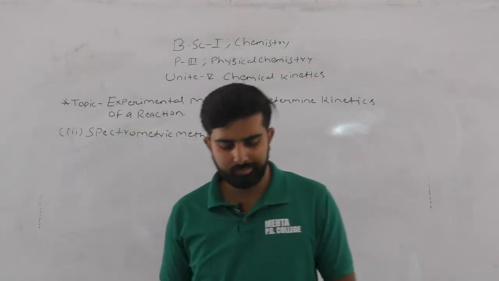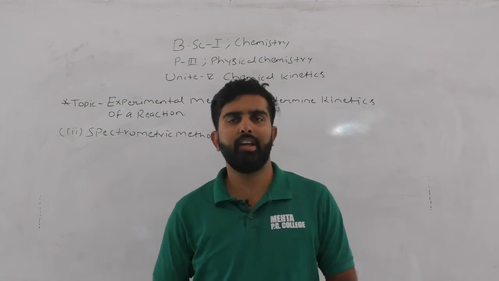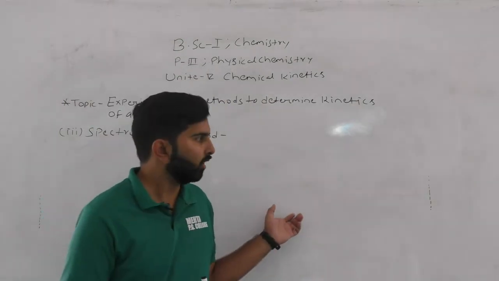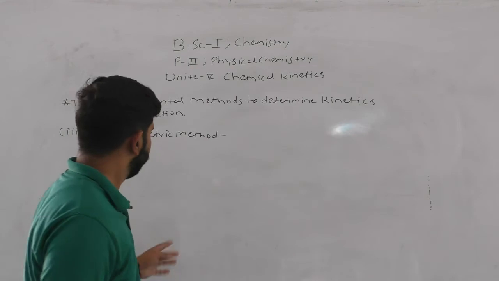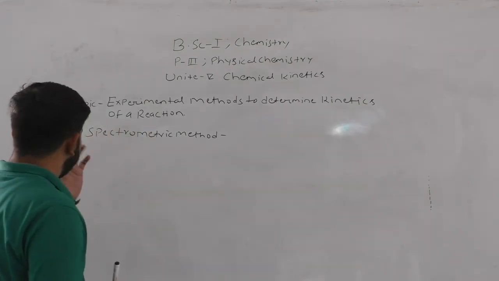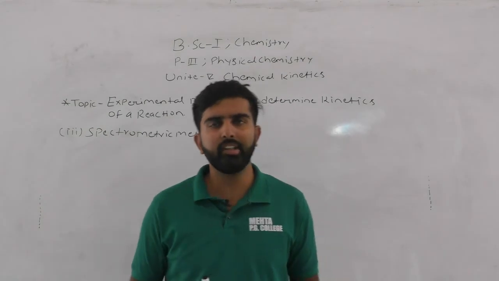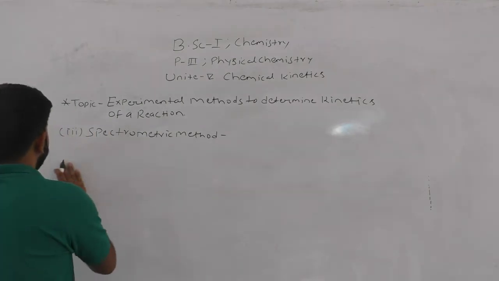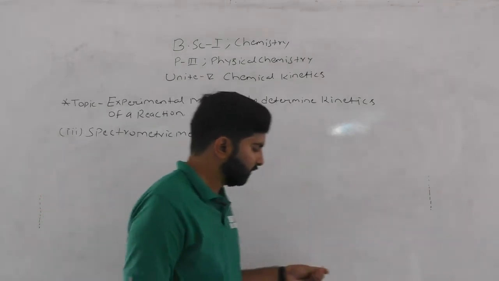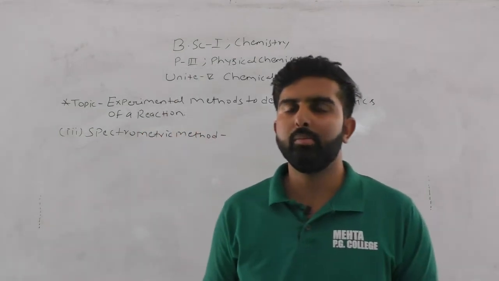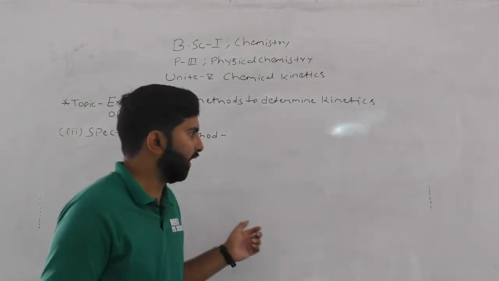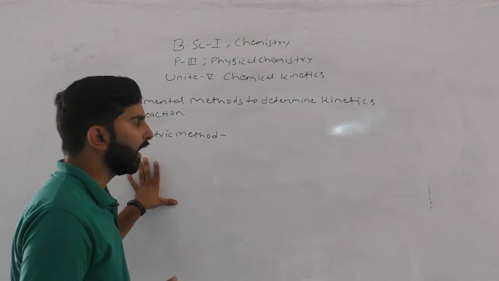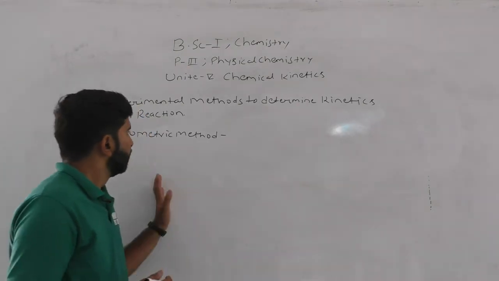Good morning students. In the previous class we studied the experimental methods to determine the kinetics of a reaction. We studied two methods: the first was the conductometric method and the second was the potentiometry method. In today's class we are going to study our third method to determine the kinetics, which is the spectrometric method.